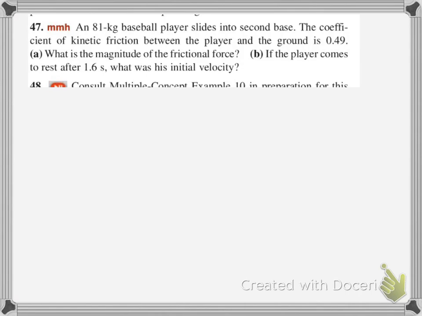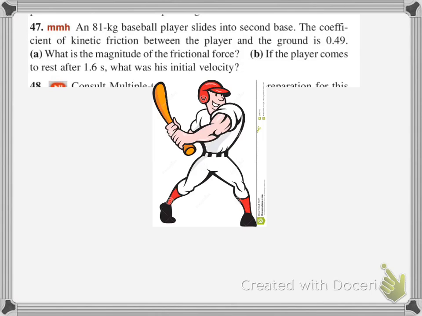Let's look at our last problem. An 81-kilogram baseball player slides into second base. The coefficient of kinetic friction between the player and the ground is 0.49. What is the magnitude of the frictional force? And B, if the player comes to rest after 1.6 seconds, what is his initial velocity?